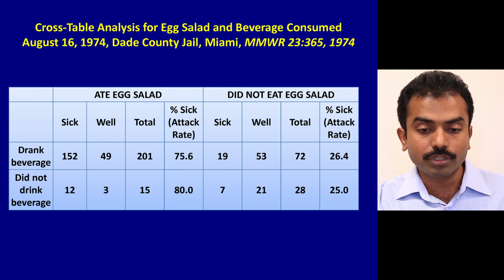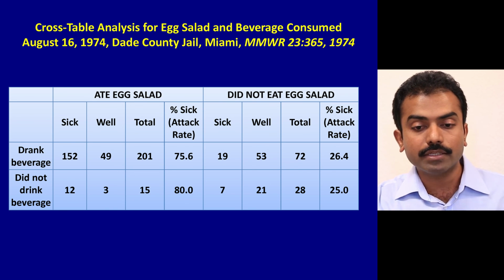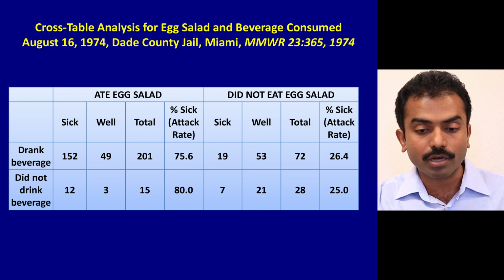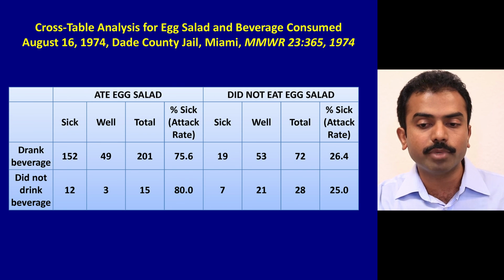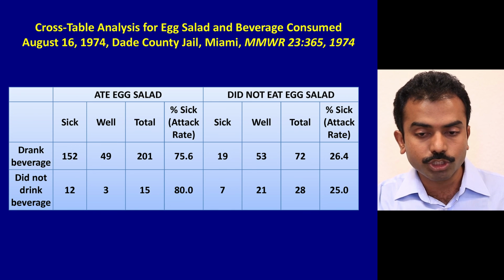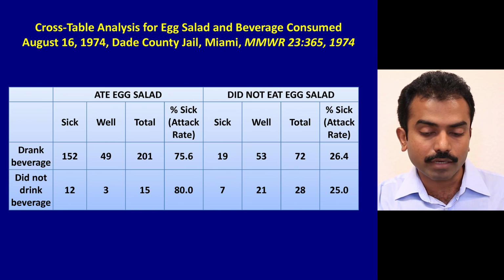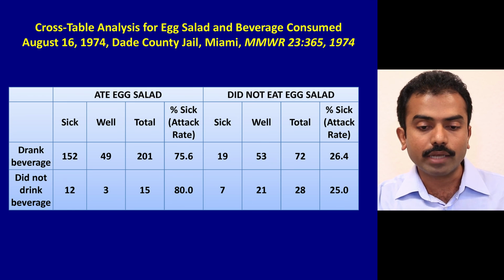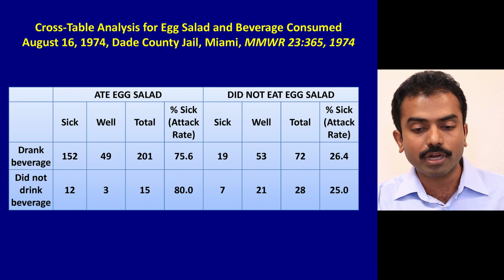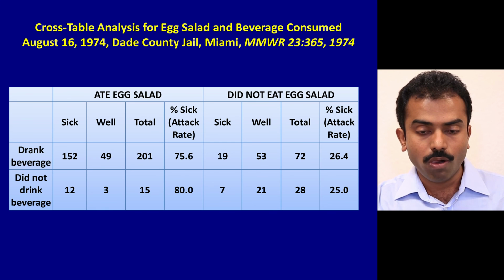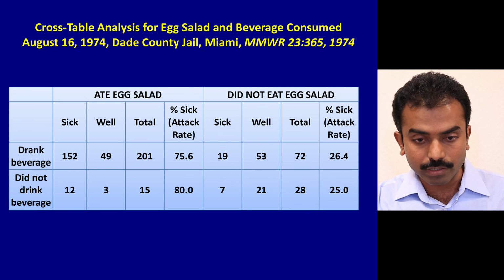This is a food outbreak investigation, where they are looking at several foods implicated in whether a person got sick or not. And you can see here a cross-table analysis for egg salad and beverage consumed in a particular jail in Miami. We are looking at two exposures here. One is eating egg salad or not. The second exposure is drinking a particular beverage or not, and then seeing the outcome, whether you get sick or not. So you can have multiple exposures and multiple outcomes in the same study.